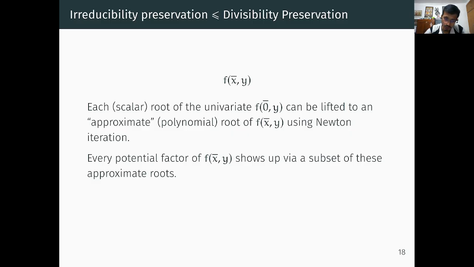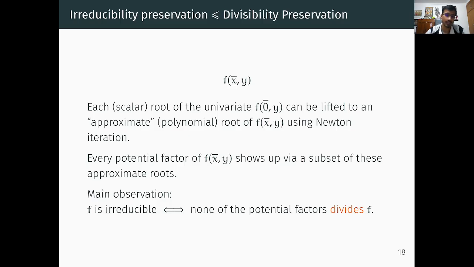Now, you can show that every potential factor of f must show up via a subset of these approximate roots. So if you take any combination of these approximate roots, that must be a potential factor, if at all there are any factors. The main observation thus is that your input polynomial f is irreducible if and only if none of these potential factors ends up being an actual factor. So if you can maintain this divisibility condition, wherein the potential factors do not divide f, then you can also preserve the irreducibility of f.